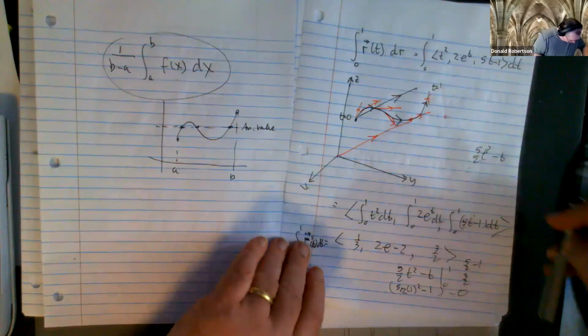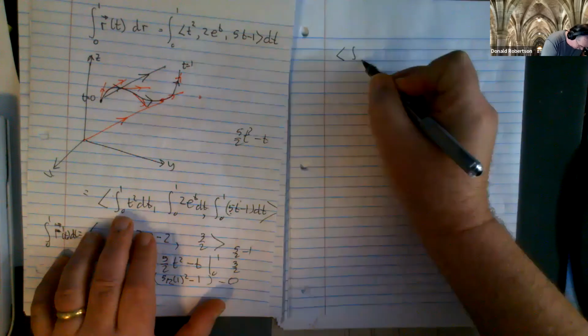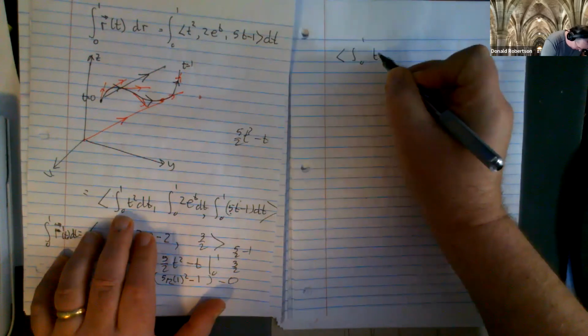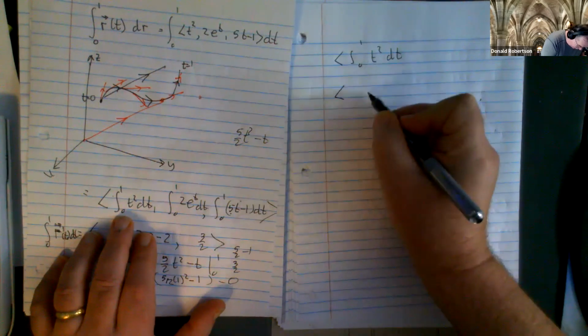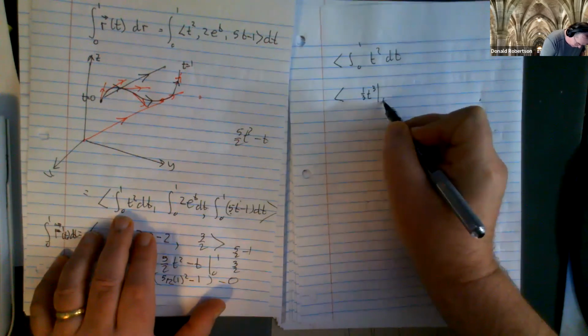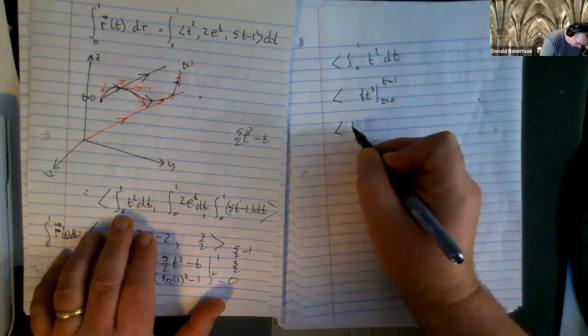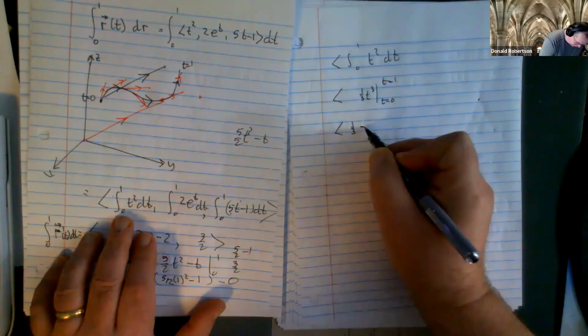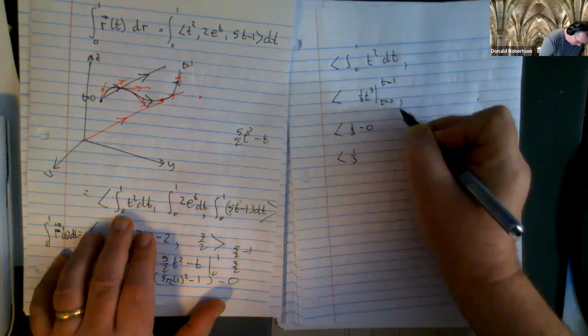So what we had was the integral from 0 to 1 of t squared dt. And that becomes 1/3 t cubed evaluated from 0 to 1. And that gets me 1/3 times 1 cubed, take away nothing, and that gets me 1/3. So that's the first one done.